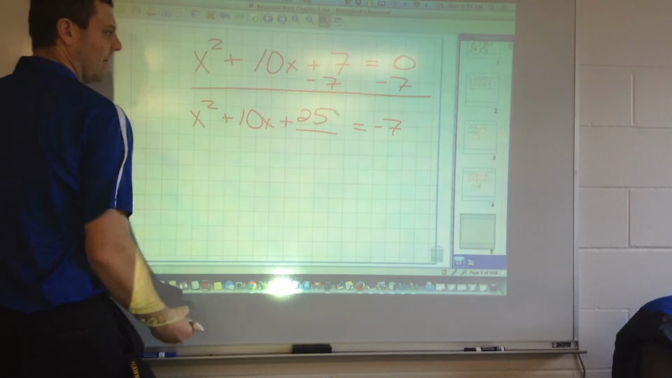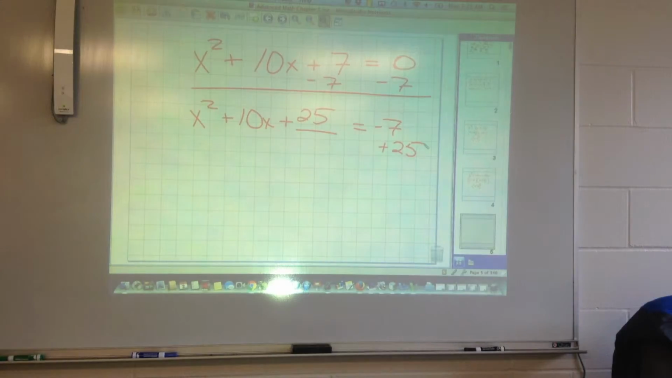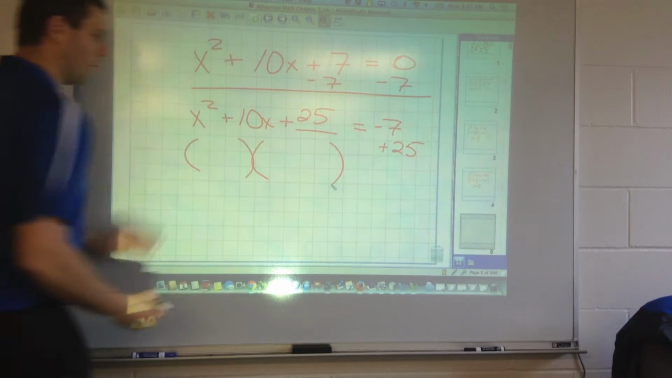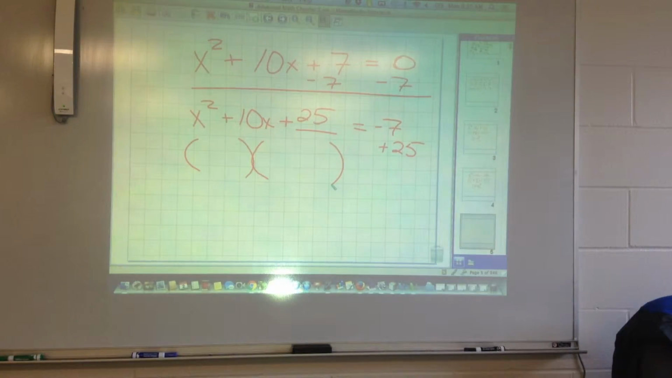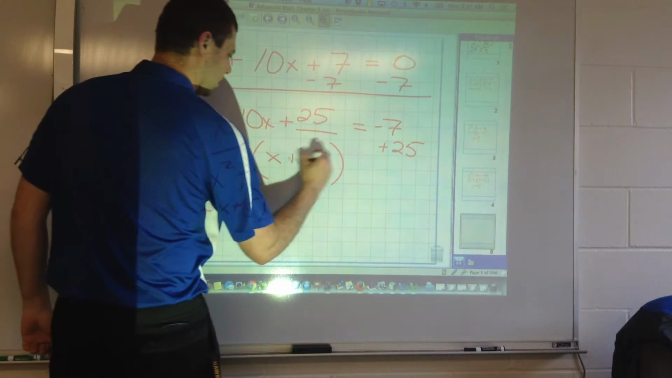So if I put a plus 25 on this side of the equal sign, I have to put a plus 25 on that side of the equal sign, because I gotta keep things equal. Now this is a perfect square. What are my two factors? 5 and 5. So x plus 5 and x plus 5? Very good. X plus 5 and x plus 5.